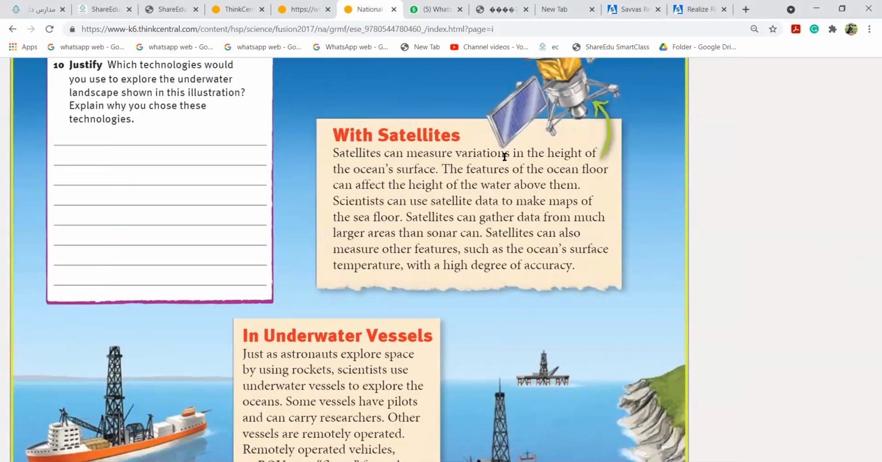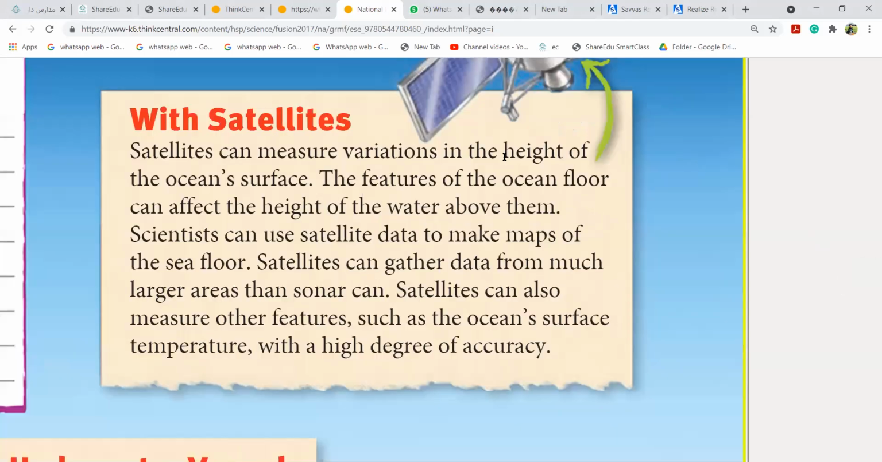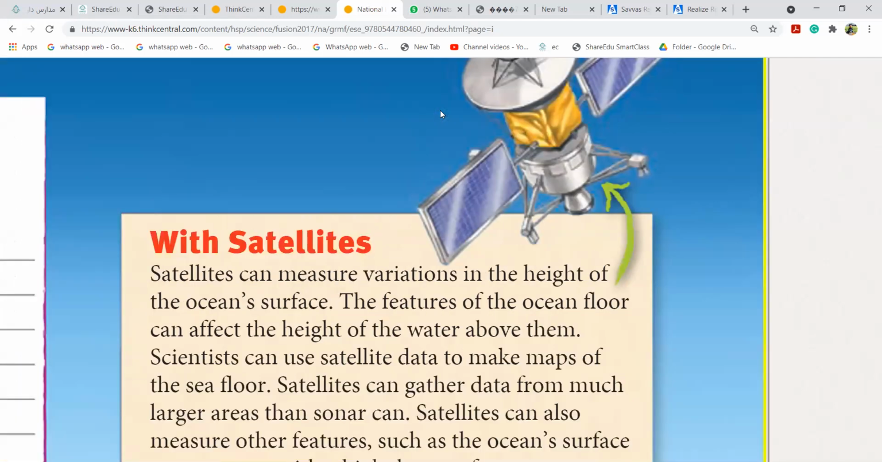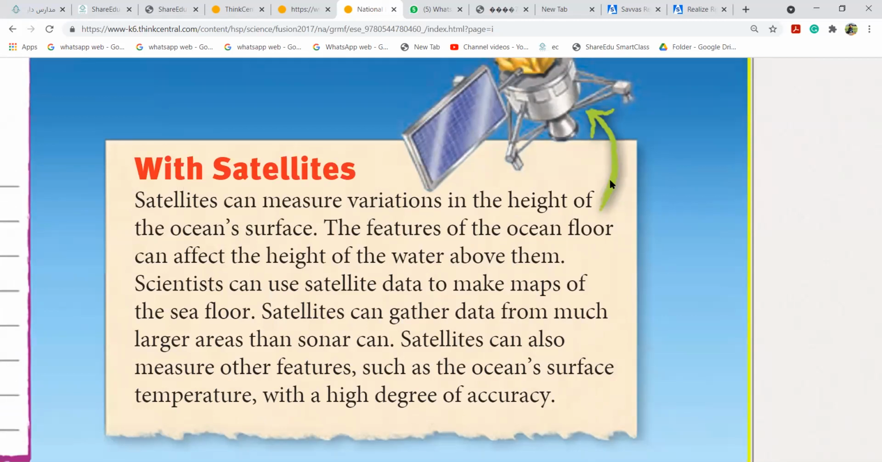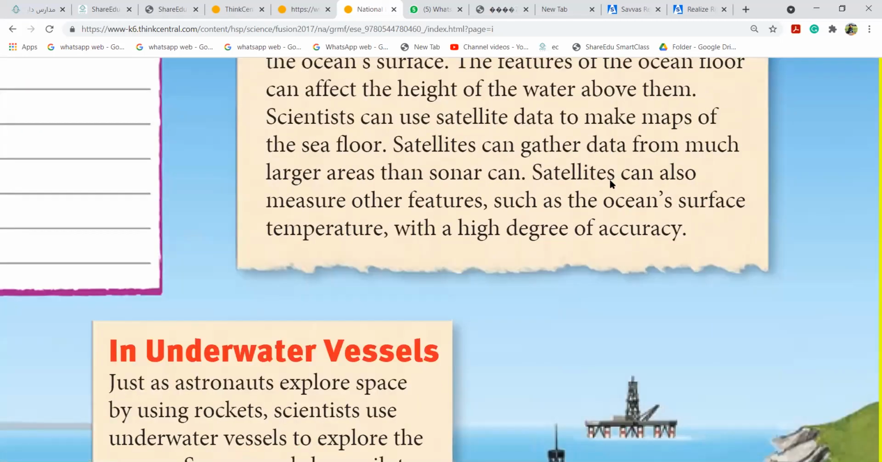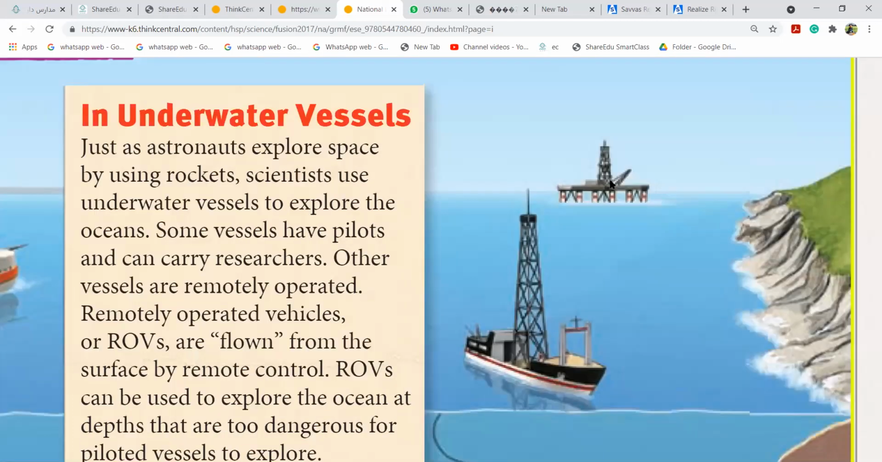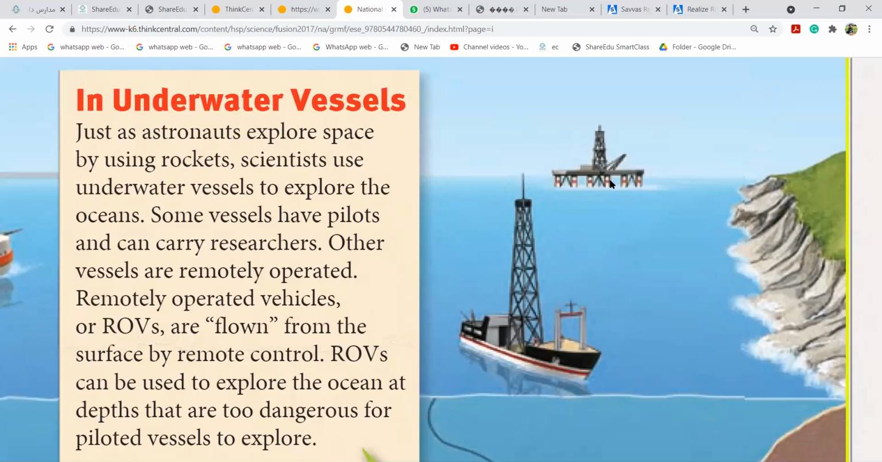Satellites can measure variations in the height of the ocean surface. The features of the ocean floor can affect the height of the water above them. Scientists can use this satellite, what you see in the picture here, to make maps of the sea floor. They gather the data, and they also measure features such as ocean surface temperature with a high degree of accuracy.